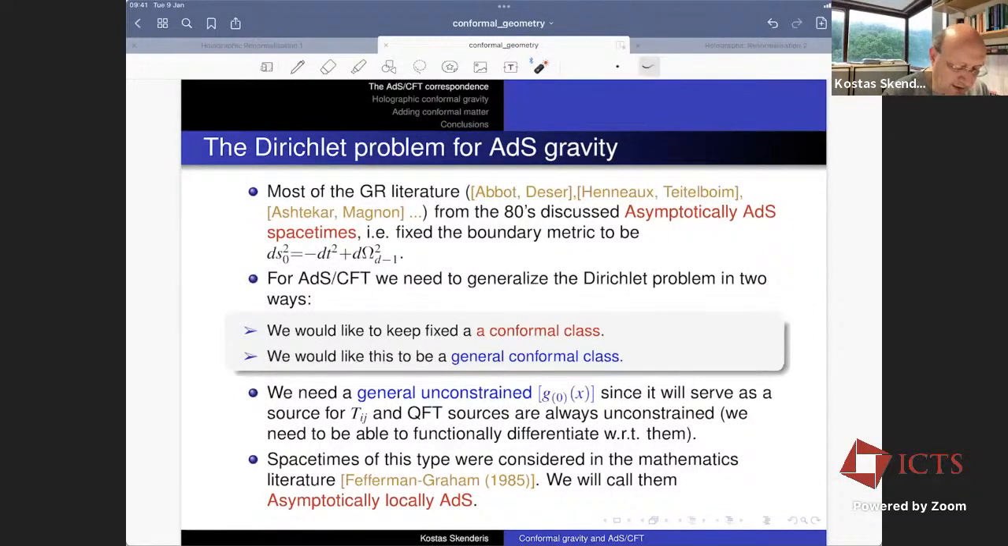And secondly, we need to understand the correspondence for general conformal classes, not just for the conformally flat class. We need to have unconstrained conformal classes because, as I reviewed in the first slide of this overview, the boundary conditions are sources for the dual operators, and in quantum field theory the sources are not constrained. So we need a general conformal class, not just some specific one that satisfies additional constraints. This is precisely the problem that was solved by Fefferman and Graham in 1985. And these spacetimes are the asymptotically locally AdS spacetimes I reviewed yesterday.